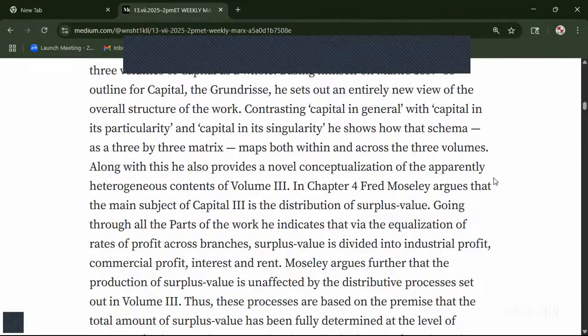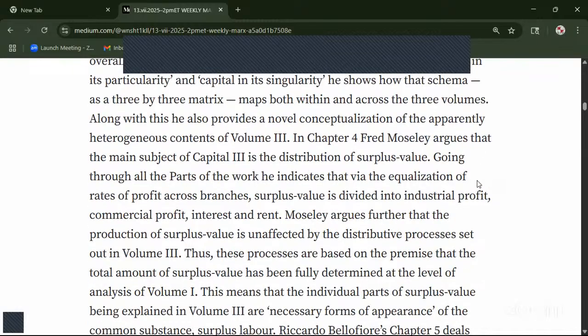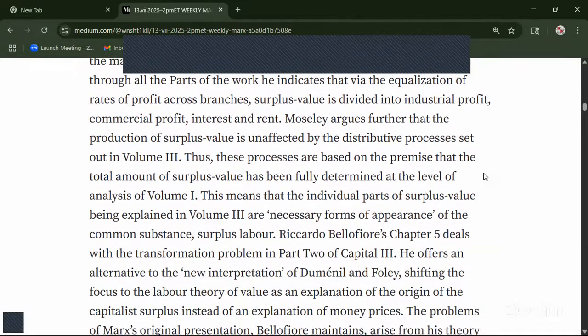Mosley argues further that the production of surplus value is unaffected by the distributive processes set out in Volume 3. Thus, these processes are based on the premise that the total amount of surplus value has been fully determined at the level of analysis of Volume 1. This means that the individual parts of surplus value being explained in Volume 3 are necessary forms of appearance of the common substance that is surplus labor.